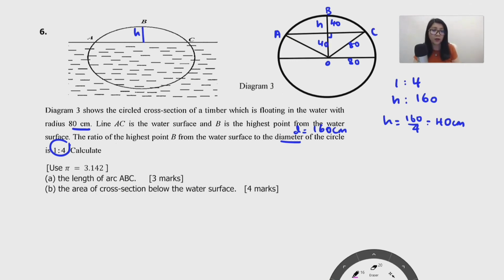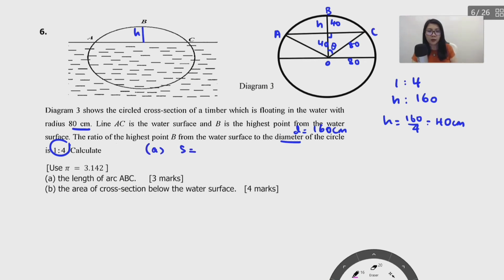So 80 minus 40, the remainder is 40. Okay, so I let this be the angle theta. Now I can find the length of arc ABC. The formula for arc length is S equals R theta, and theta must be in radians. So for part A, I'm going to write my answer over here.